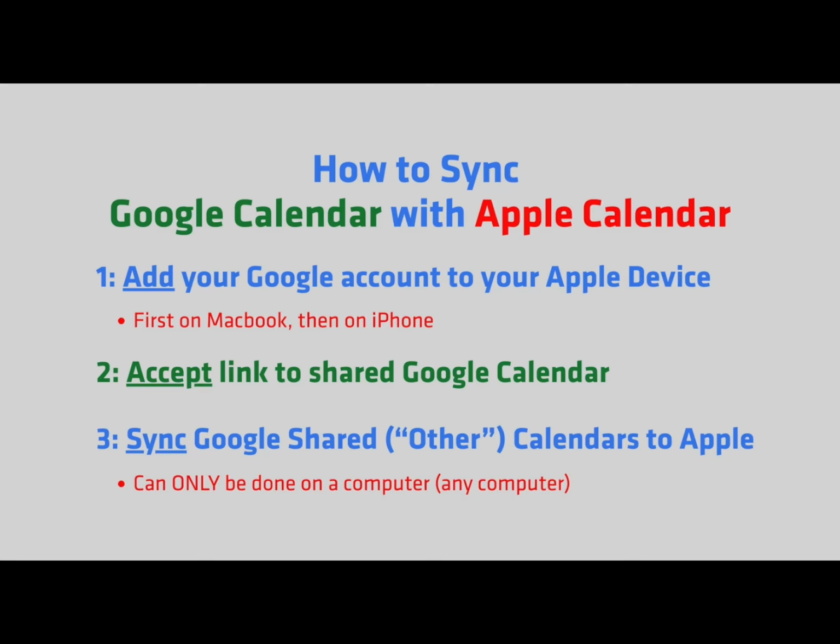The second step is to accept the link to that shared Google Calendar, so that way you are subscribed to it. This is in the context of Young Life, so your Young Life leader sent you an invitation or a link to be able to subscribe to the area calendar with all the events happening in it. And then you are going to do another step to actually sync the Google shared, or sometimes it's called other calendars, to your Apple Calendar.